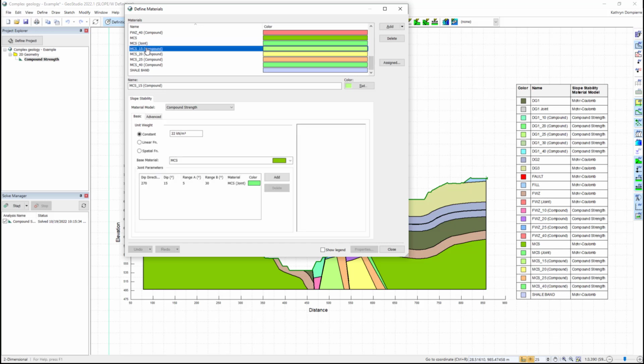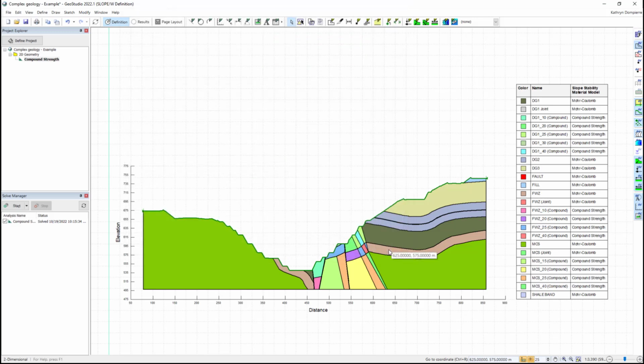You can see how easy it is to create various compound strength materials based on the same intact and joint materials, thanks to the simple user interface offered in Slope W. With the geological units mapped onto the domain, we are now ready to solve this slope stability analysis. But with such a complex geology, where would we even start? Inferring a first guess as to where the critical slip surface might be in a complex environment can be challenging, especially when compound strength models include more than the eye can see.